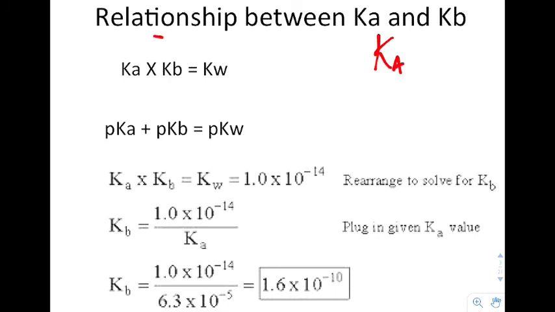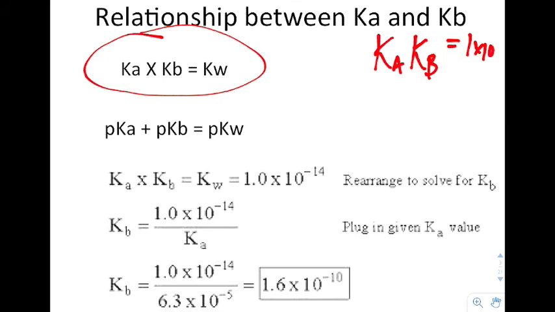And it's manipulated on the basis of this. Any Ka value for an acid times the Kb value of its conjugate base is always going to equal 1 times 10 to the minus 14th. So if you're given a Ka value of something like 6.3 times 10 to the minus fifth, and you're asked to find the Kb value, you can just say, okay, well that's 1.6 times 10 to the minus 10th, because 10 to the minus 14th divided by this.